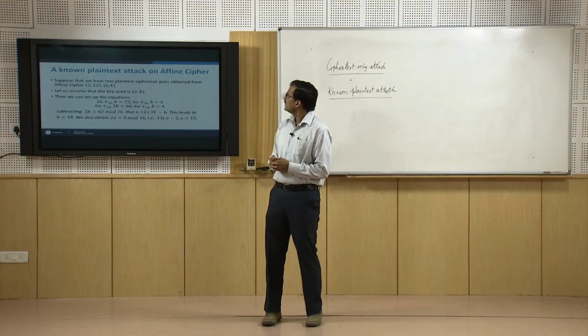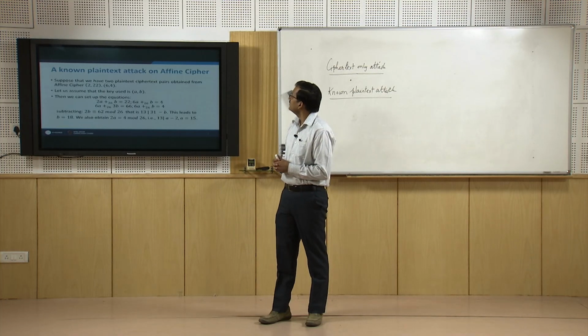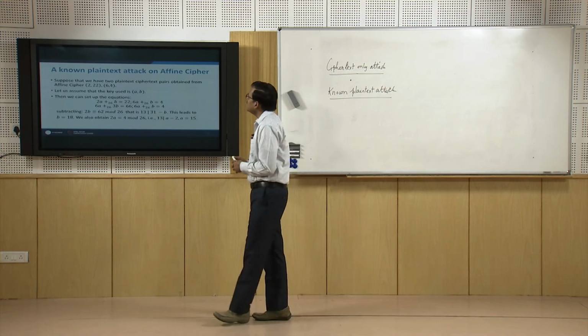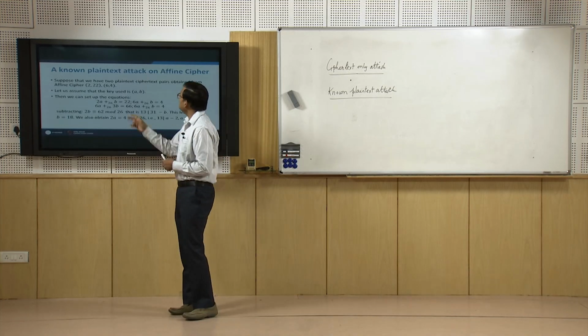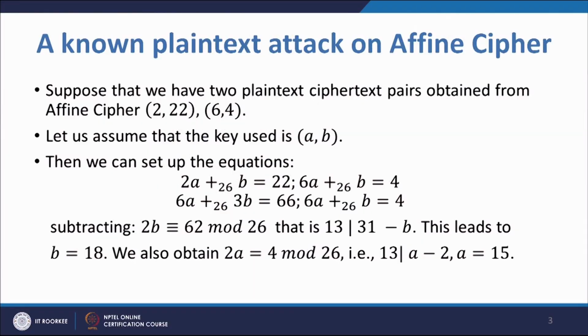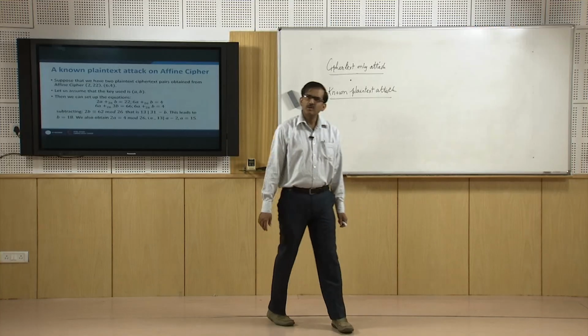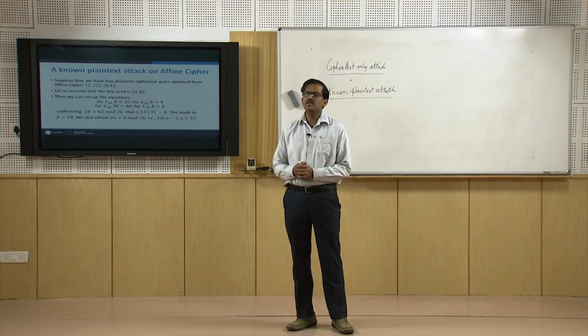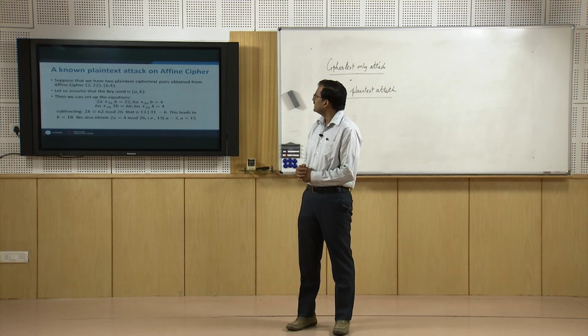But the known plaintext attack on the affine cipher is even more serious. Let us look at this example. Suppose that we have two plaintext ciphertext pairs obtained from an affine cipher. Suppose this pair is 222 and 64, and now we ask the question, can we find out the keys, and suppose the key is assumed to be A, B.